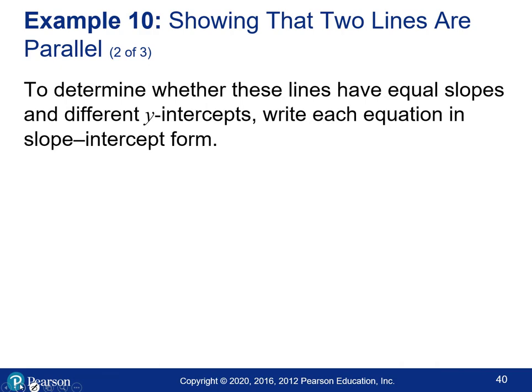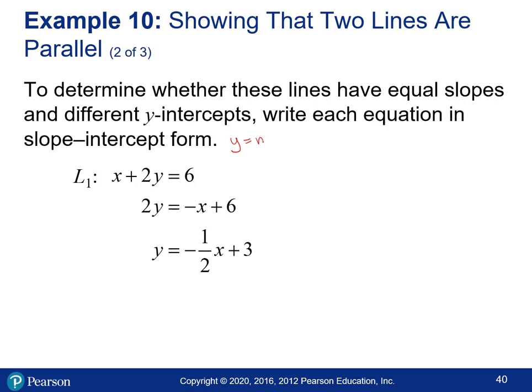Okay, so we want to see if the slopes are the same but the y-intercepts are different. So the best thing to do is to put this in slope-intercept form. And just a reminder, that looks like y equals mx plus b. If we can rewrite our equations in this slope-intercept form, we can tell by looking what the slope is and what the y-intercept is. So that's why we want to pick this form out of our three forms. So all we had to do on this one was subtract x from both sides and then divide by 2 on every term. And so y equals negative 1/2 x plus 3.